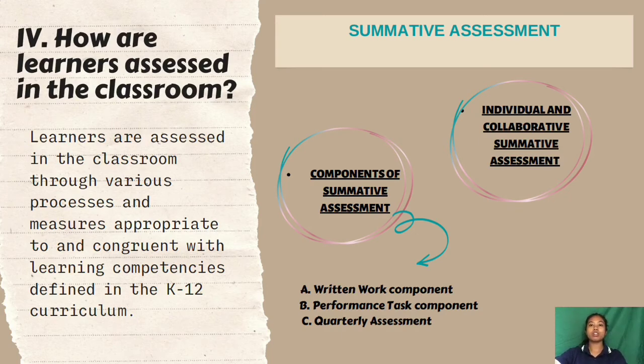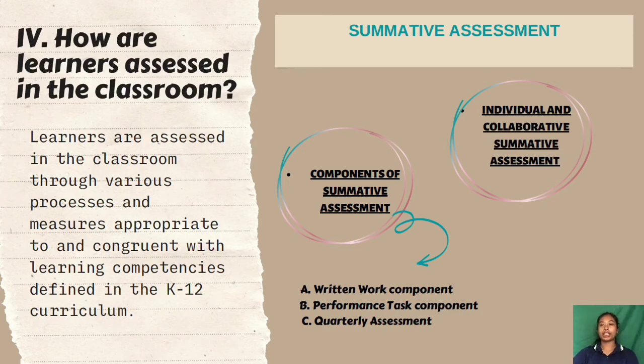Now let's proceed to the components of summative assessment. Summative assessments are classified into three components, namely written work, performance tasks, and quarterly assessment. So these three will be the basis for grading. The nature of the learning area defines the way these three components are assessed.